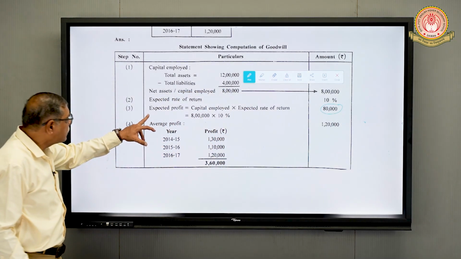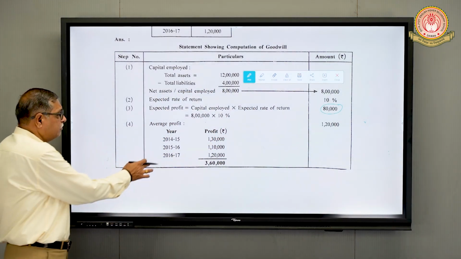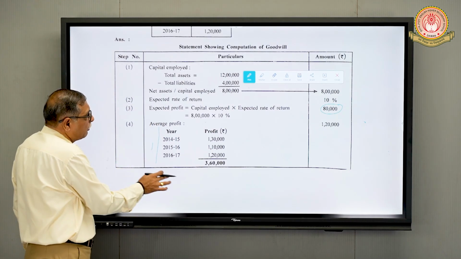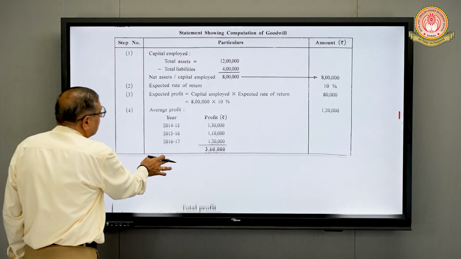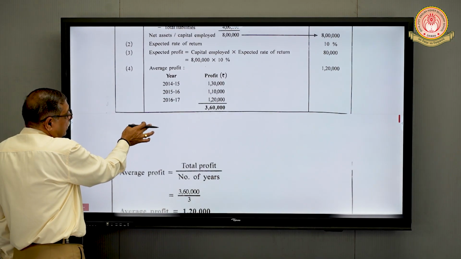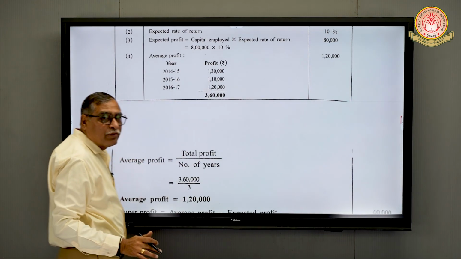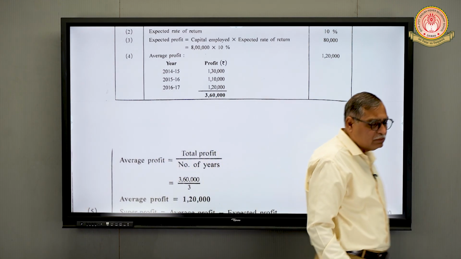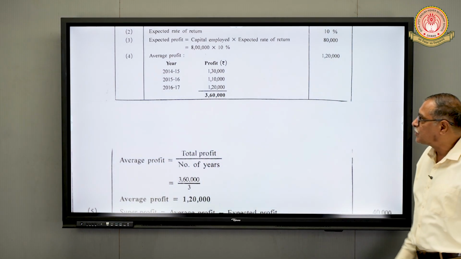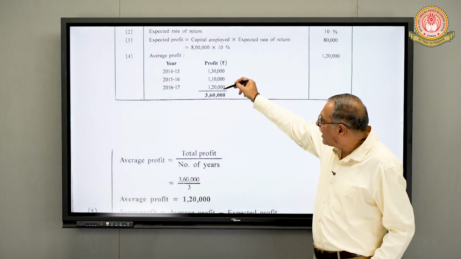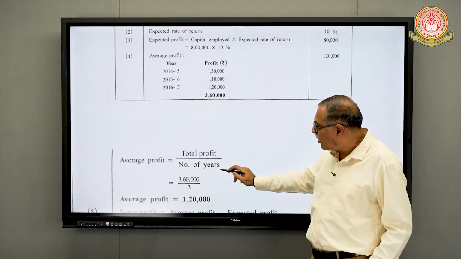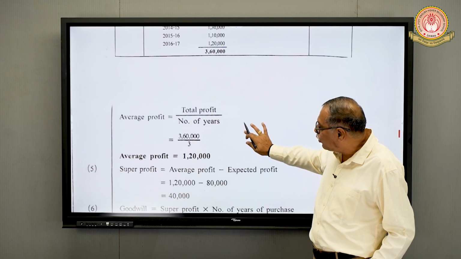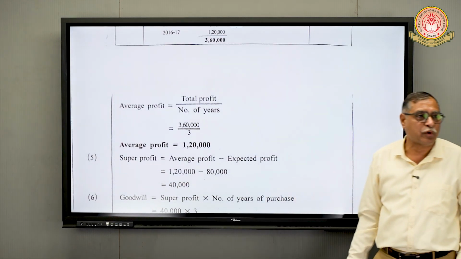And what is the average profit? How do we calculate the average profit? Total profit divided by the number of years. What is the total profit? If we add all the 3 years' profit, 130, 110 and 120, that is 360. So 360 divided by the number of years, 3, gives us 1,20,000 as the average profit.